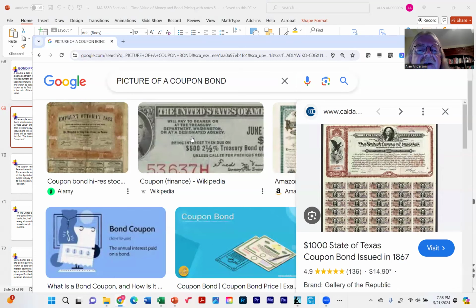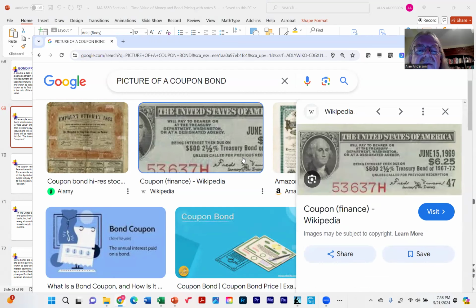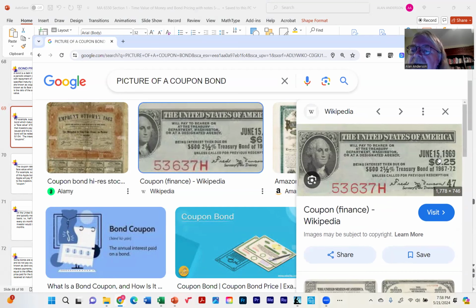In other words, you can see one right over here, a newer one. This one is based on a bond. Here we go. The date is June 15, 1969. This is a treasury bond that they issued in 1967. It was meant to mature in 1972. It's a 5-year bond. The face value is $500 at that time. The coupon is 2.5%, which is $12.50. So every 6 months, you're entitled to a coupon of $6.25.